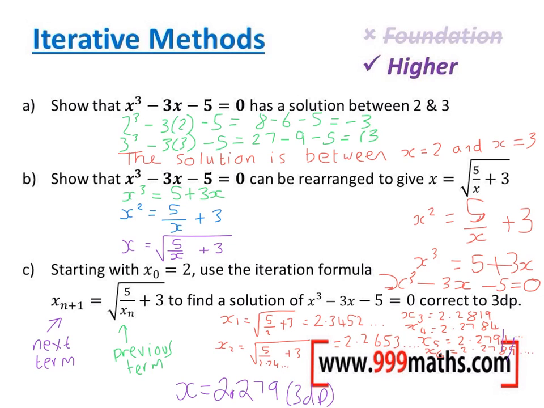Now what's really important with this question is you don't round it too early. If you'd rounded it after the first value, after just x1, you would have ended up with 2.245. That was close to the answer, but it isn't the answer.